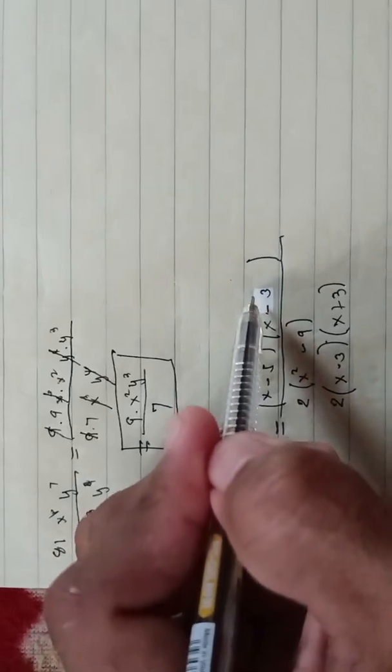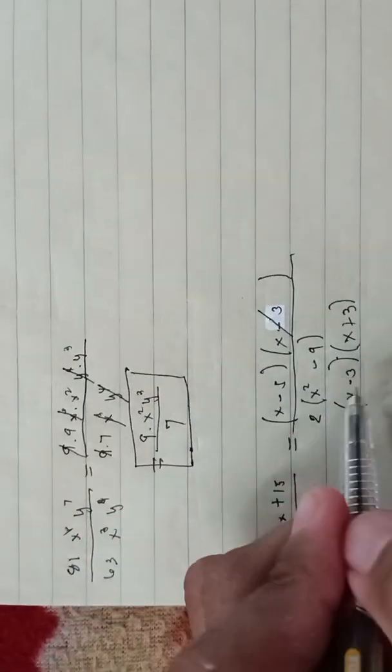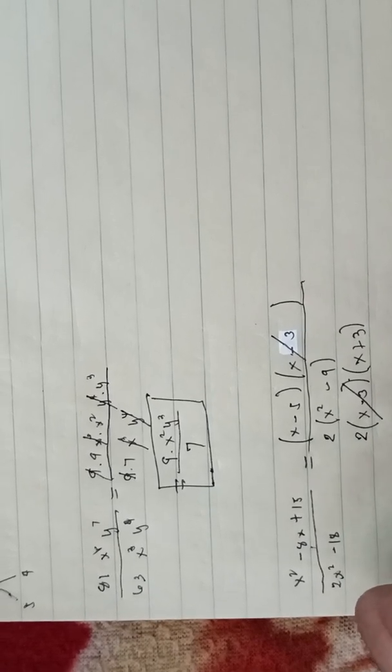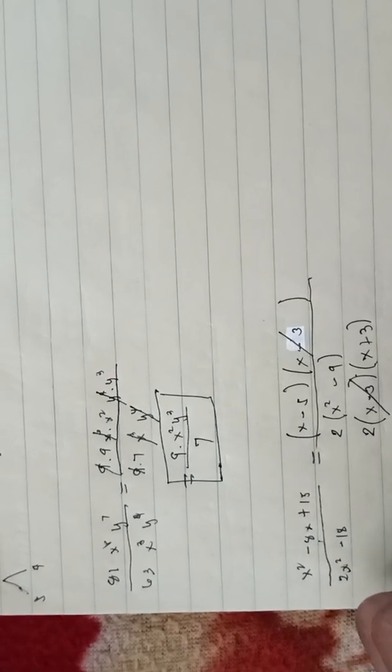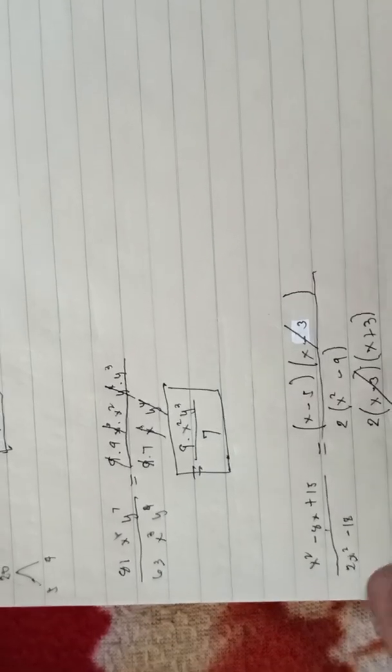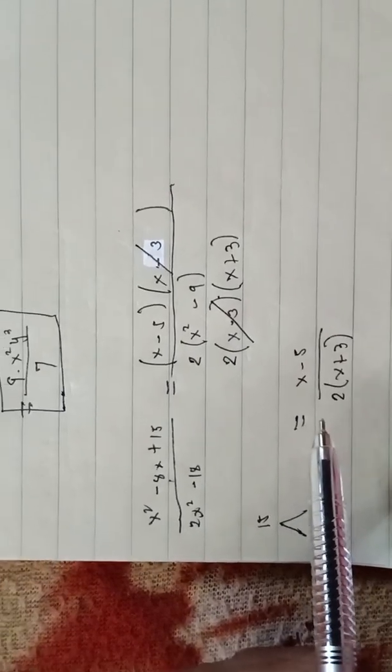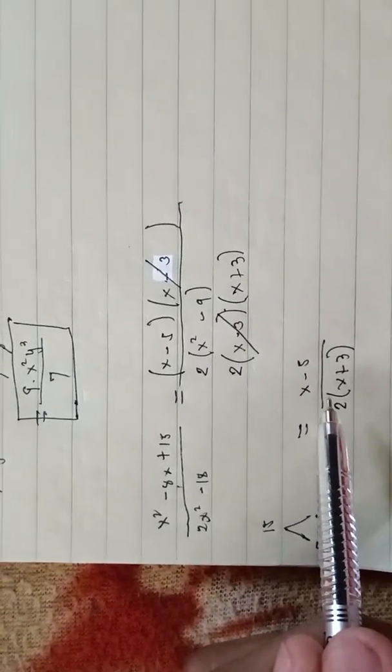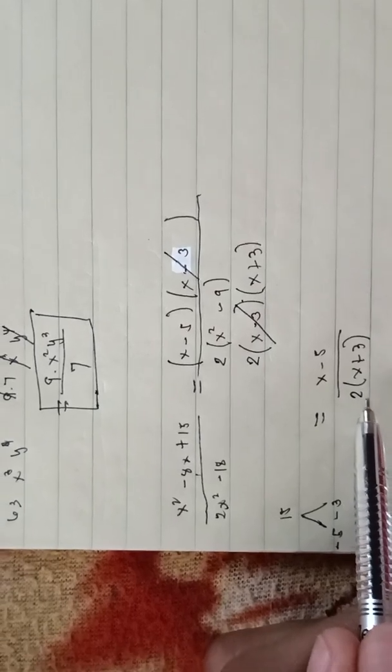So kakancel lang natin or i-eliminate lang natin yung like terms, x minus 3 and x minus 3. And we have our final answer, x minus 5 over 2 times x plus 3. And ito, pwede na rin naman tong sagot na to, pero maaari pa natin siyang i-distribute. Maaari pa natin siyang simplify it.